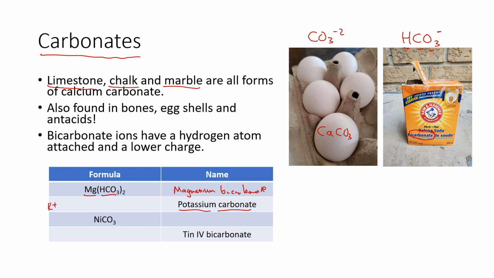So K plus CO3, 2-, crisscross. You're going to end up with K2CO3. Here's nickel with carbonate, only one of them. So the charge in the carbonate is a -2, which means that nickel has to be +2. So nickel 2 carbonate. And here we have tin 4 bicarbonate. So the charge on the tin is +4. Bicarbonate is HCO3 with a -1, which means it's going to be Sn. Of course, a big bracket here, HCO3, and we're going to need 4 of those. There you go.